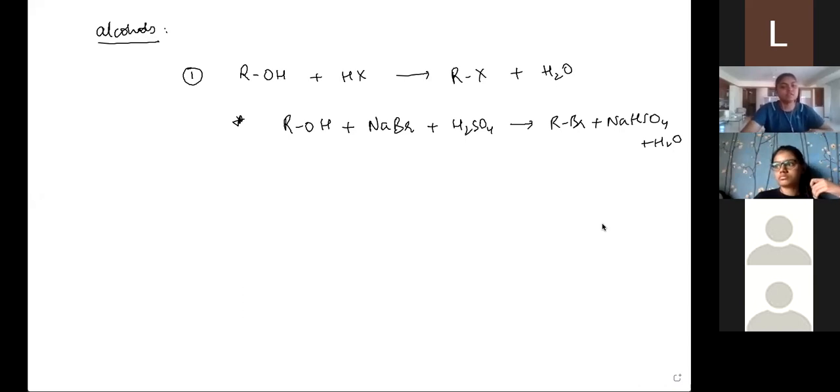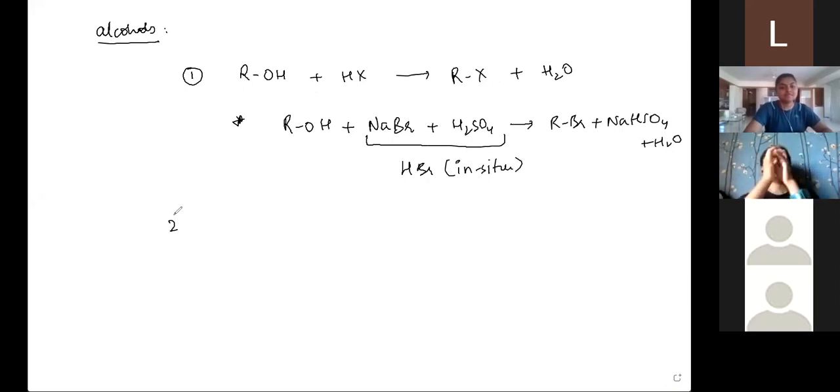Okay, so alcohols, you have ROH plus HX. A specific case is when, in this case, HBr is produced in situ. In situ case, indirect method. Next set of reactions, take alcohols and treat them with phosphorus halides.